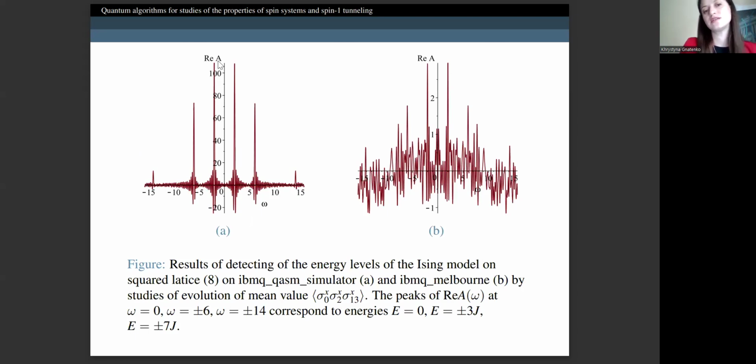Here you can see the results of calculations on quantum simulators. So they are some kind of theoretical results, and these are results from IBM's quantum device. So this is only one example. In our studies, in our papers, we presented different models, and we obtained results for the energy levels of the spin systems.